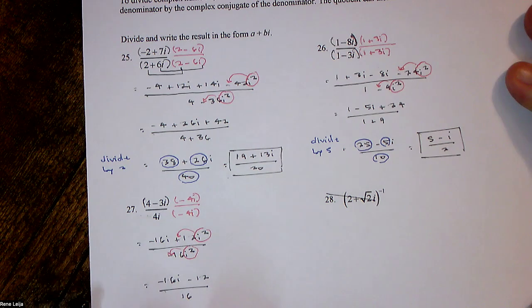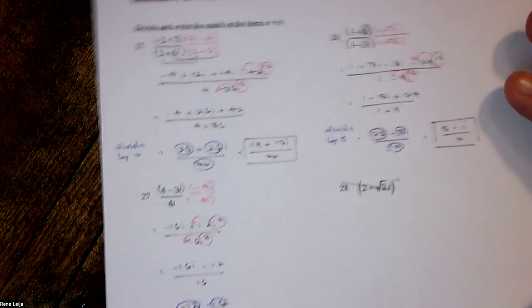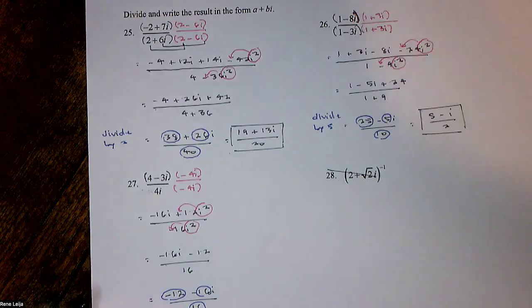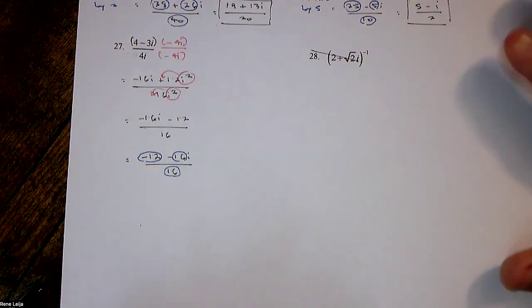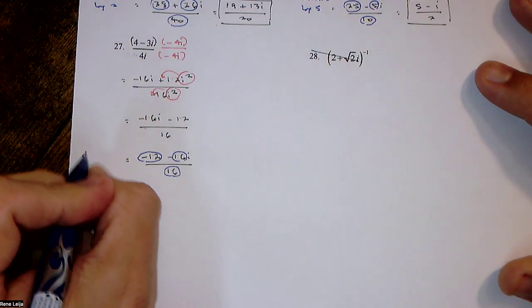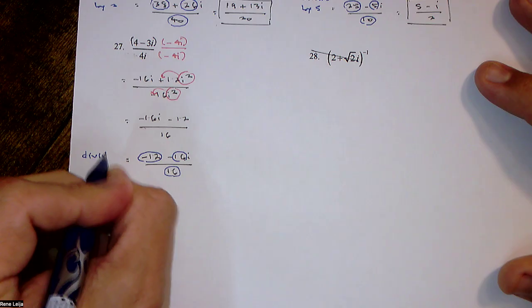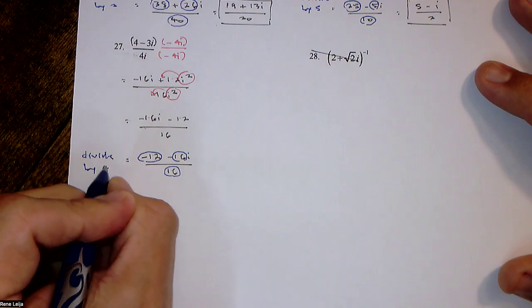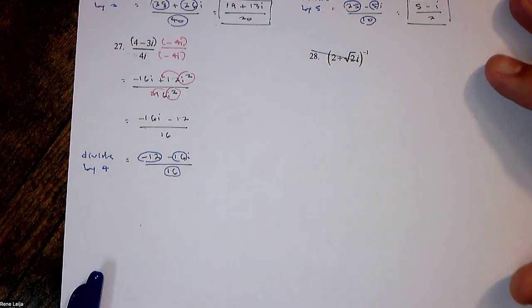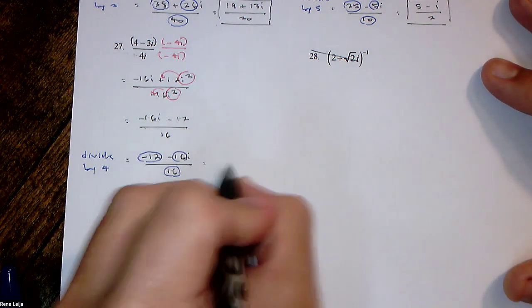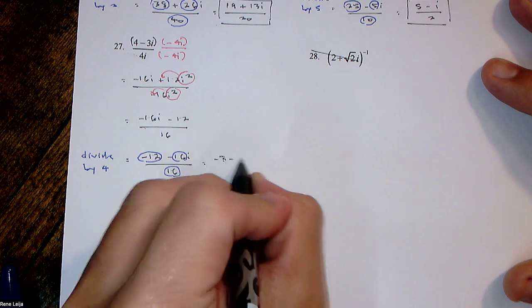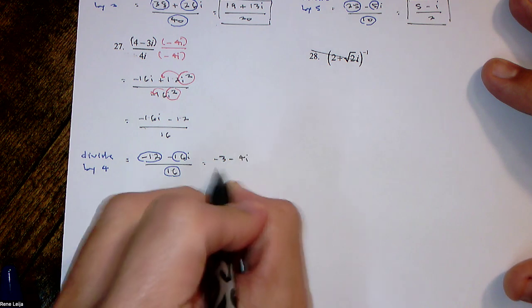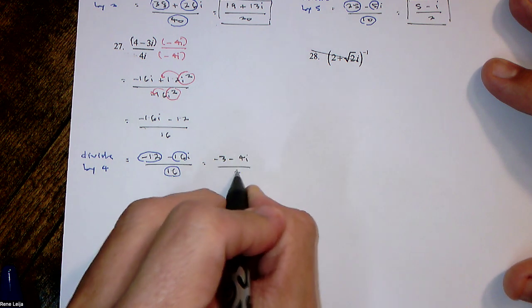And then those three numbers we can divide by 4. So that means our answer is going to be negative 3 minus 4i over 4.